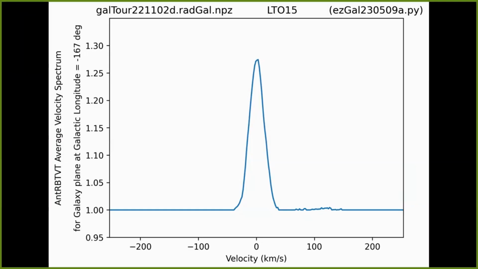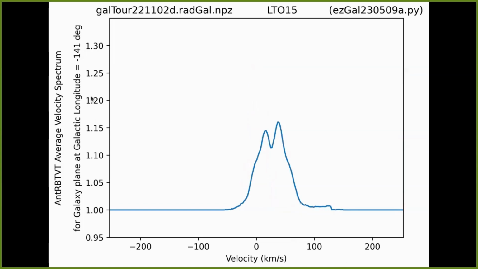The gal.npz records information for an average of many different samples, sorted by galactic longitude. A positive velocity here means the hydrogen cloud was moving away from the local standard of rest.